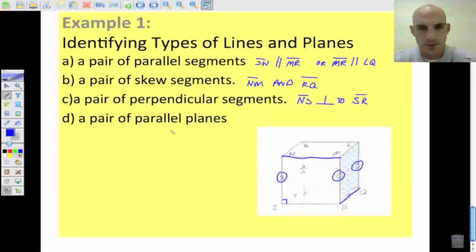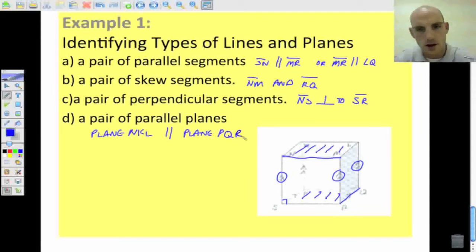So parallel planes, I'm going to say plane, and I'll pick the top of the box. NKL is parallel to plane PQR. So this plane here can be parallel to this one on the bottom here. Okay, so that's how this works. We're basically picking out these pieces that are the same.